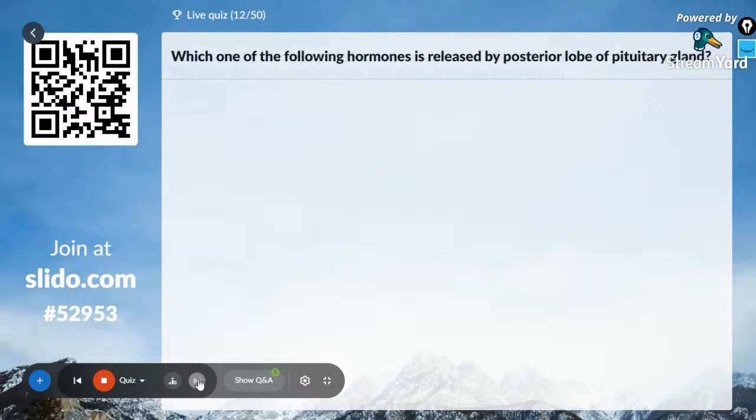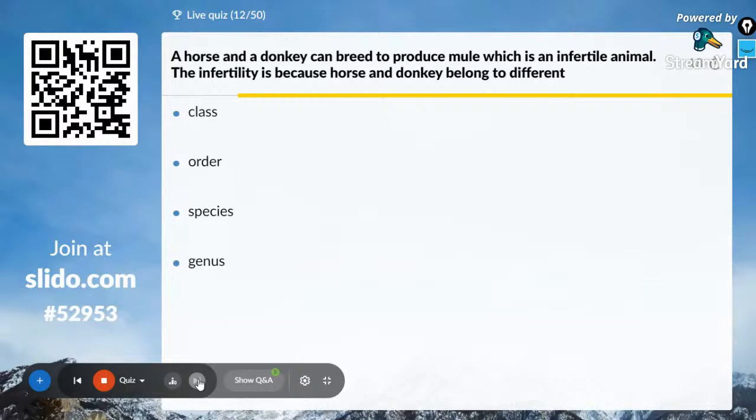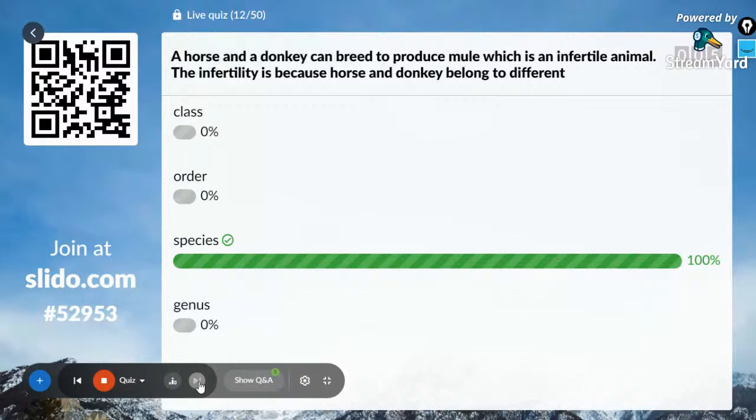Yes, previous year Jipmer paper. A horse and a donkey can breed to produce a mule, which is an infertile animal. The infertility is because horse and donkey belong to different... When we are studying the very first chapter, the living world, you have studied the definitions of all these four. Yes, very good. It is species.